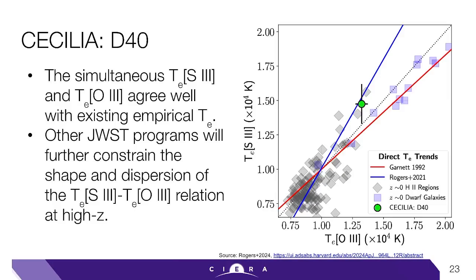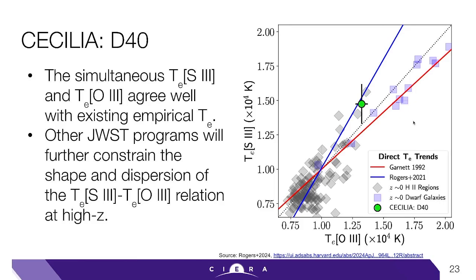So we can compare the simultaneous electron temperature trends measured in D40 to local temperature trends. The green circle is the direct temperatures measured in D40. The gray diamonds are local metal-rich H2 regions. Blue squares are low metallicity local galaxies. The solid blue line is the empirical electron temperature scaling relation to the H2 regions. The red solid line is a photoionization model T-T relation.